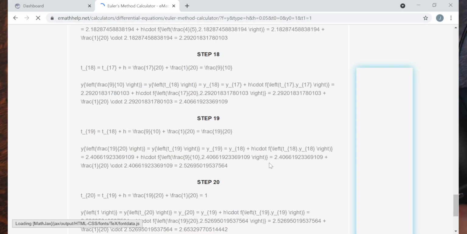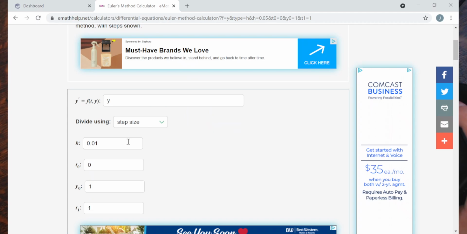And you see how that's getting closer to e, right? The actual value at 1 for the solution to this initial value problem would be e, 2.7182818. This is getting closer. All right, I'll try one more time. Let's go back up here and change h to 0.01 and see if it actually brings up 100 steps, because it would be 100 steps. Yeah, looks like it does.